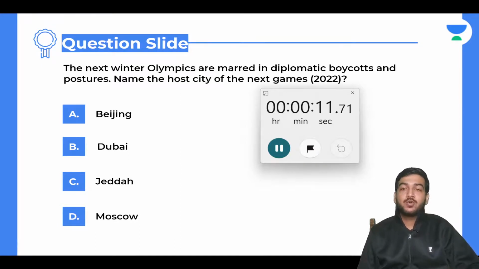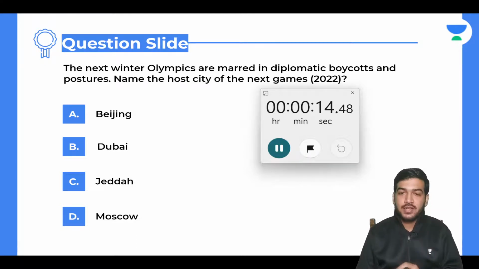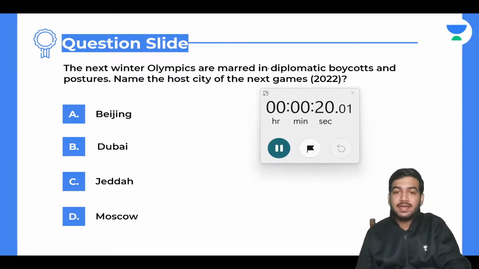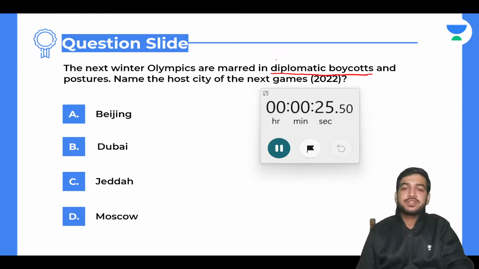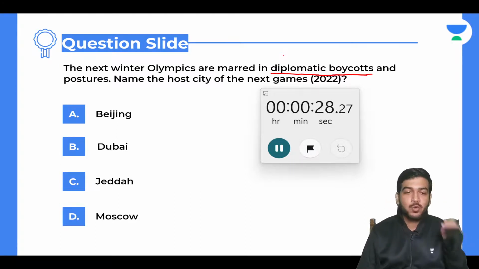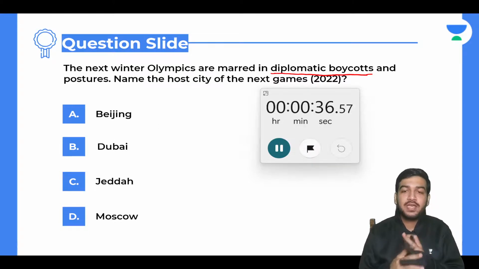A diplomatic boycott is when you do not send any official to the country which is hosting the games. India has criticized diplomatic boycotts recently. It said that a sporting event should be judged on its sporting merit and should not be used for political posturing. Therefore, India calls for all sporting events to be kept out of politics. So, which is the host city of the 2022 Winter Olympics? Is it A. Beijing, B. Dubai, C. Jeddah, or D. Moscow?